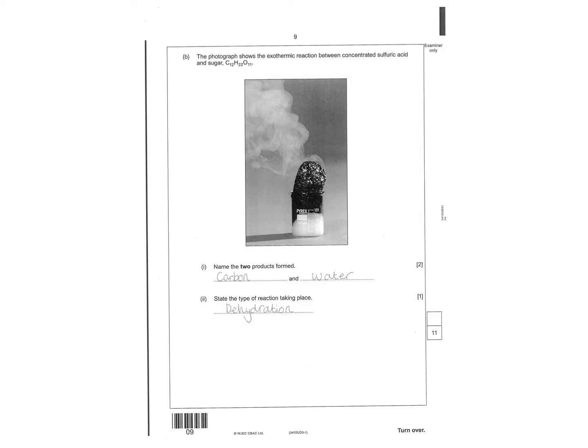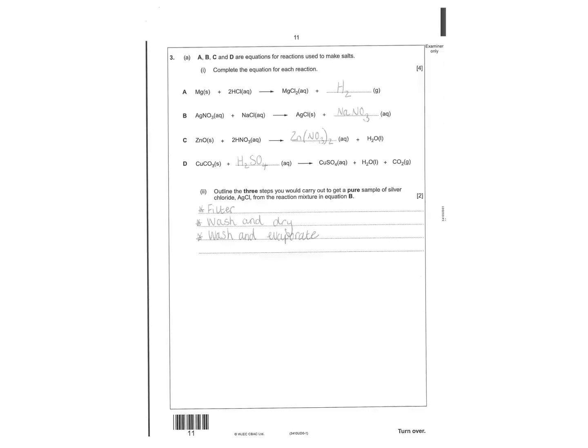Name the products formed. It's carbon and water. That's carbon, and then there's some water formed because the dehydration is taking place. Blank page. So this is a little bit more complicated than you would get on a foundation paper. So we've got magnesium on its own plus hydrochloric acid would make magnesium chloride plus the gas hydrogen.